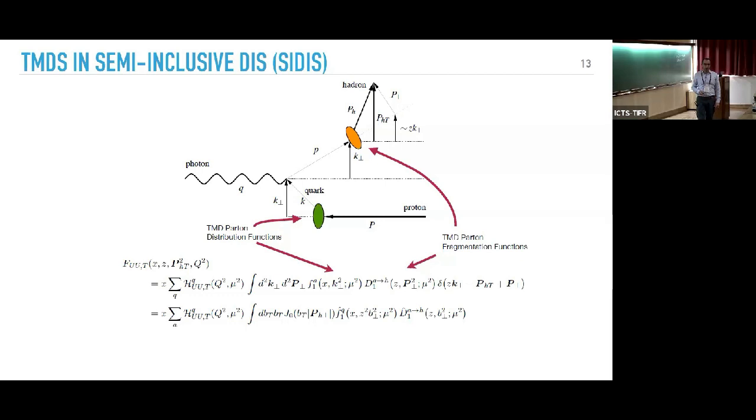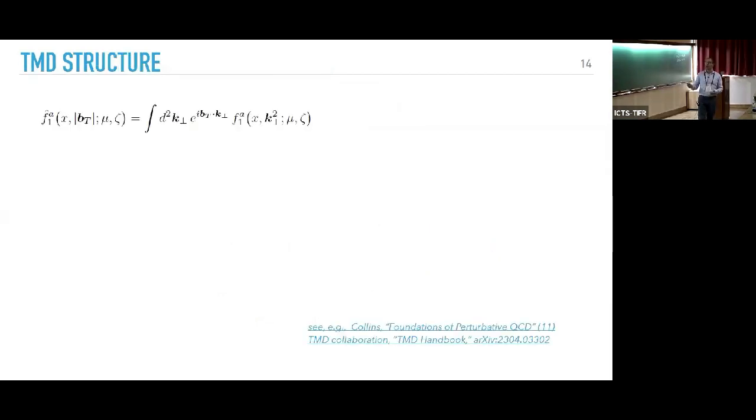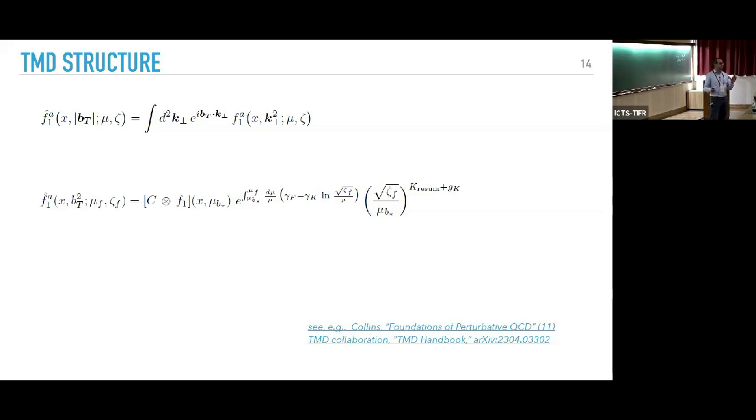Now, the structure of the TMD, especially when you go to b_T space. So we are talking about the Fourier transform of the original TMD. This can be written, schematically speaking, as a combination of several terms.